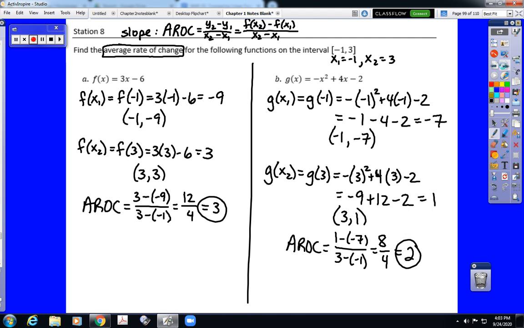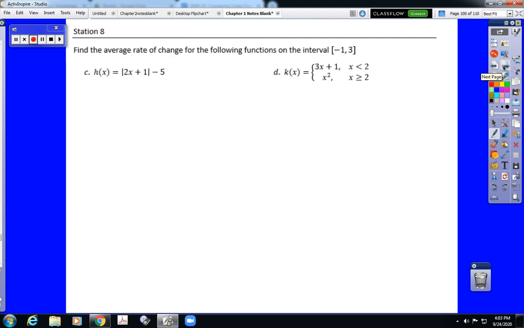On the graph, that should actually be a little bit easier, okay? We're not there yet, never mind. We still have an x1 of -1 and an x2 of 3, and we're still using our slope equation. So we still do the same thing.